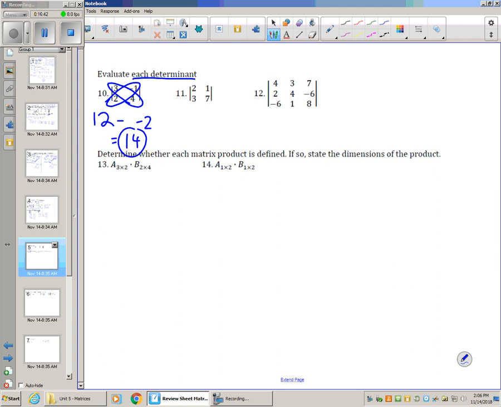Same thing for number 11. I'm going to do 2 times 7, which is 14, and subtract 3 times 1, which is equivalent to 11.